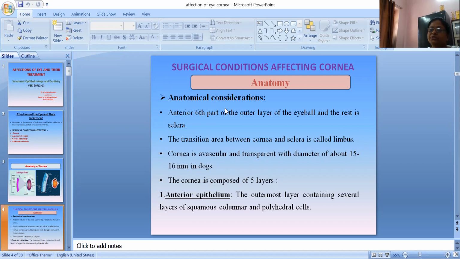The cornea is composed of 5 layers. It forms the anterior sixth part of the outer layer of the eyeball, and the rest is sclera. The transition area between cornea and sclera is called the limbus. Already discussed what is limbus. The cornea is avascular and transparent, with a diameter of about 15 to 16 mm in dog.